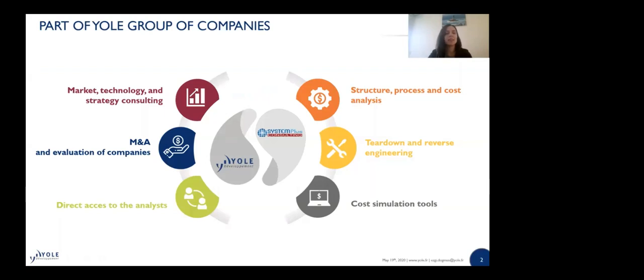We are based in France. So Yole Development is specialized in markets and technology research, as well as the strategy consulting. We offer annually updated reports, but also monitor services in which we include the quarterly updated market data with direct access to the analysts. And Yole also offers financial services such as the M&A and due diligence.